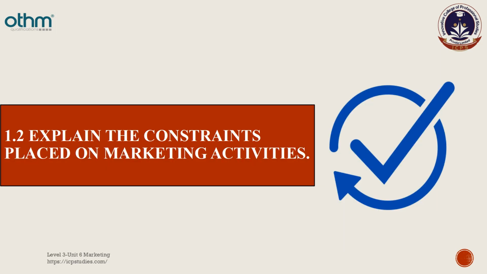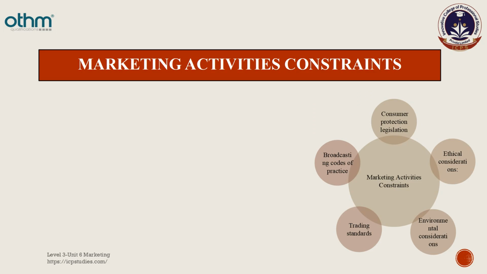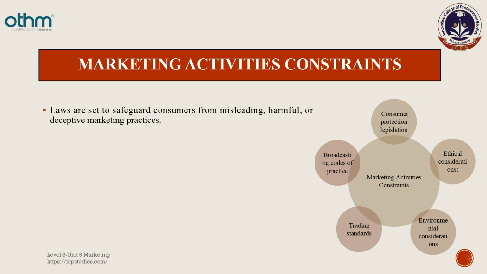The second assessment criteria is to explain the constraints placed on the marketing activities. So we have different marketing activity constraints, here you can see in the picture. The first is the consumer protection legislation. There are many laws that are set to safeguard the customer from any misleading, harmful, or deceptive marketing practices.